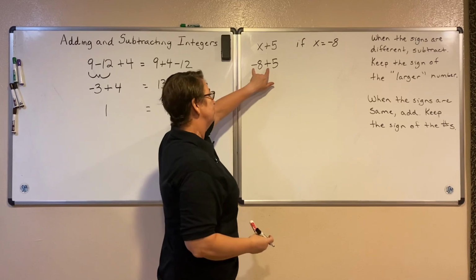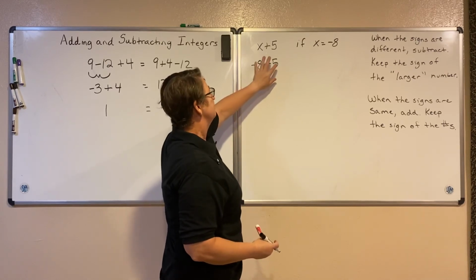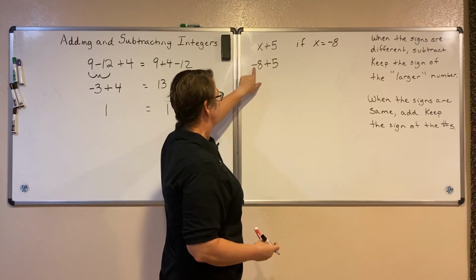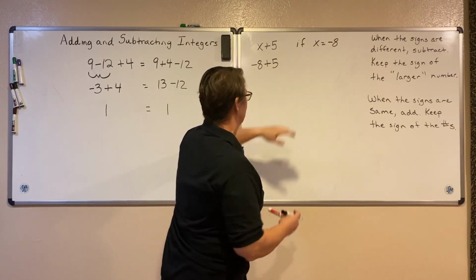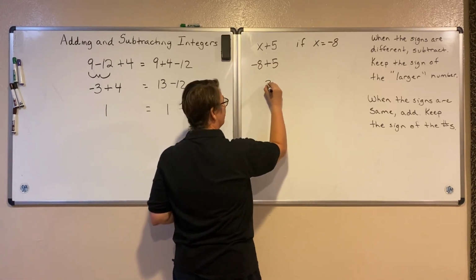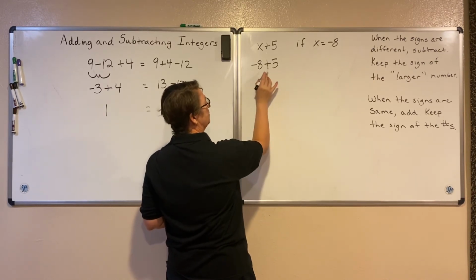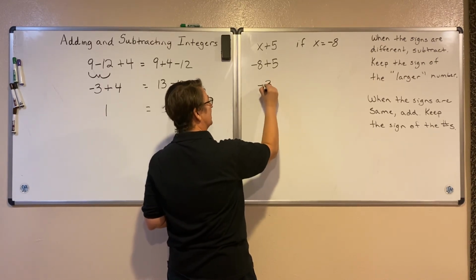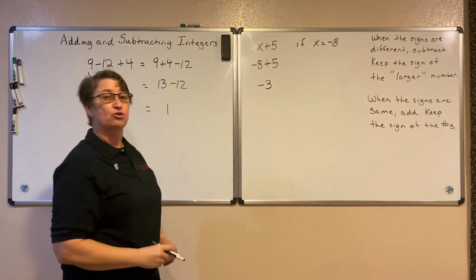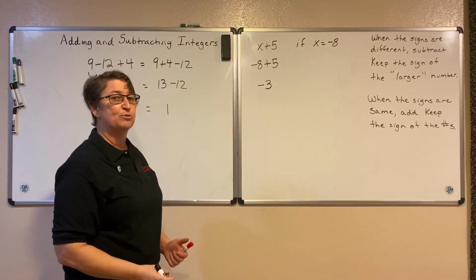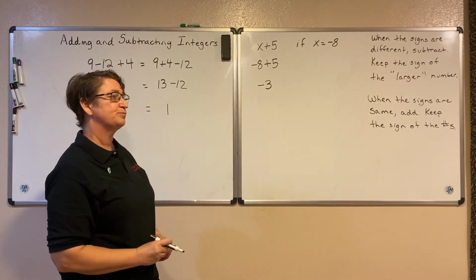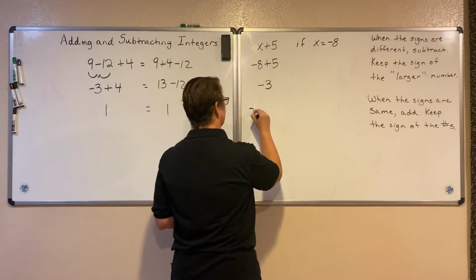Their signs are different, so I'm going to subtract. I start in negative land. I walk towards positive land. So I ended up at 3, but I didn't quite make it to positive land because 8 is bigger than 5, so I keep my negative number. You can always draw a number line to help you. That's okay to do. Let me do one more.